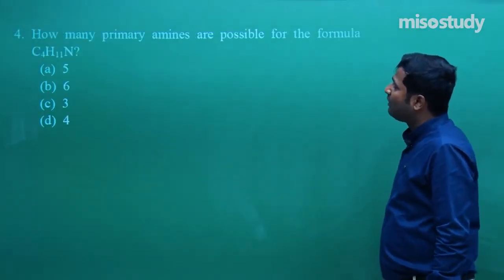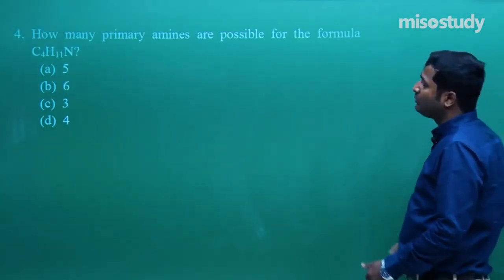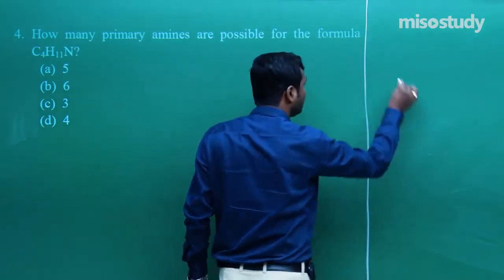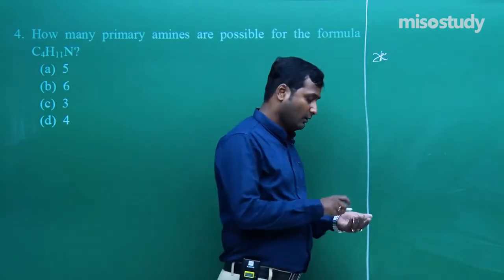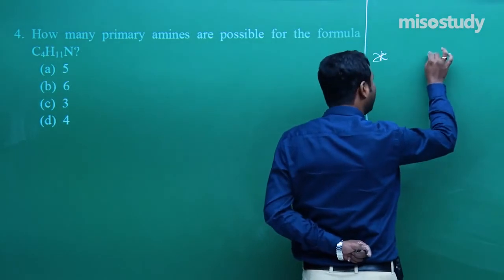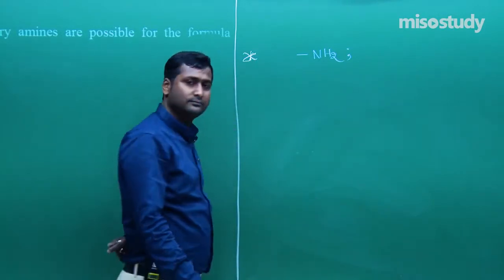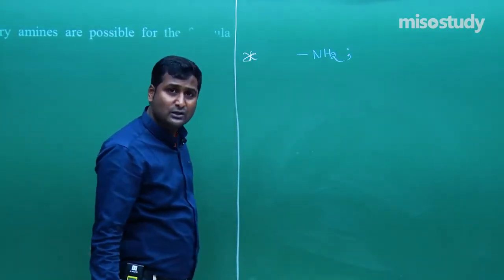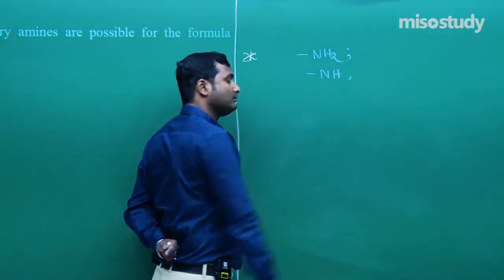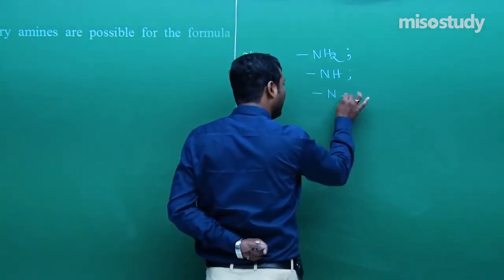Now question number 4, how many primary amines are possible for the formula C4H11N? I am leaving this question for you. Do I need to solve this question? Yes, sir, please. Okay. As we know, an amine is called a primary amine if there is NH2 as a functional group. An amine is called a secondary amine if there is NH as a functional group.